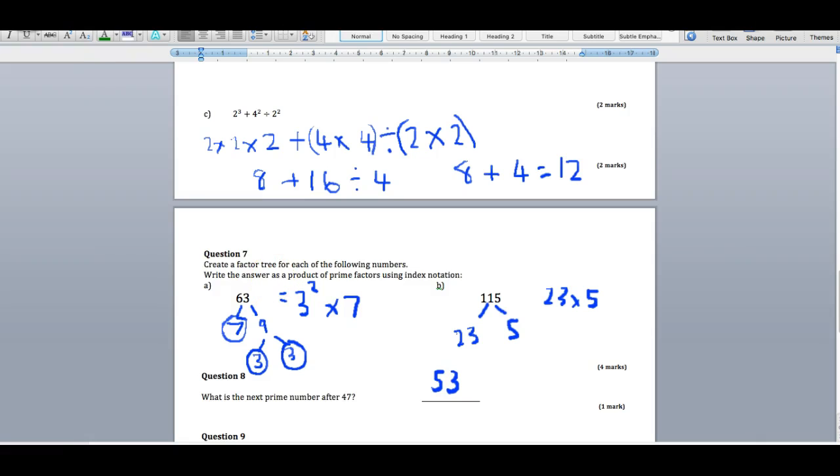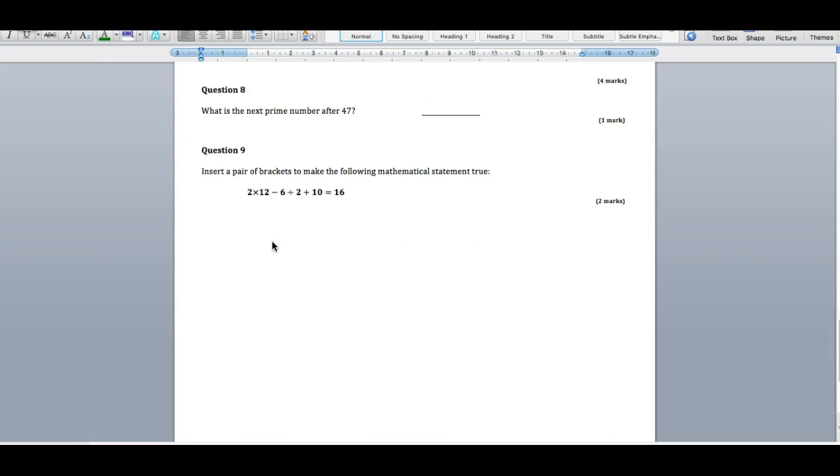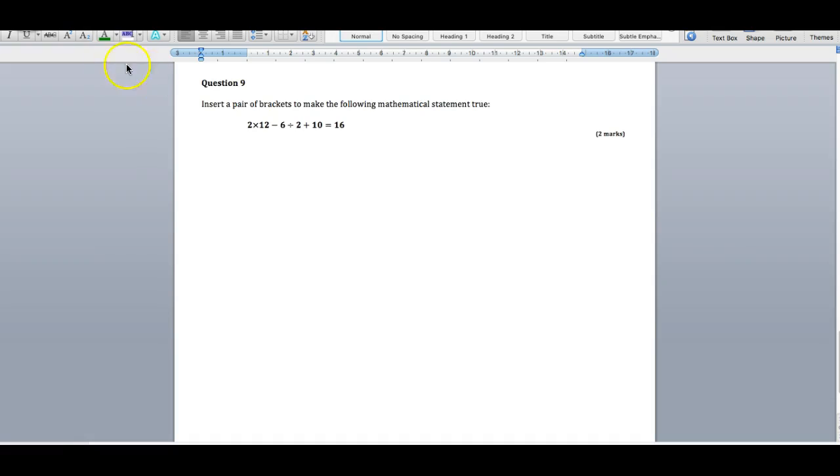Okay, let's clear that. I think we've only got one more question, all right? Okay, question 9. Insert a pair of brackets to make the following mathematical statement true. Okay, so we've got 2 times 12 minus 6 divided by 2 plus 10 equals 16. So we've got to put in brackets to make this equal 16. All right, and it's quite a long one. So what if we did the BODMAS as it is? We get 24 minus 3 plus 10, which does not equal 16. Okay, so we need to put brackets in somewhere.